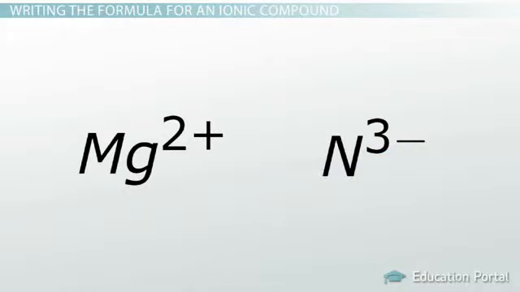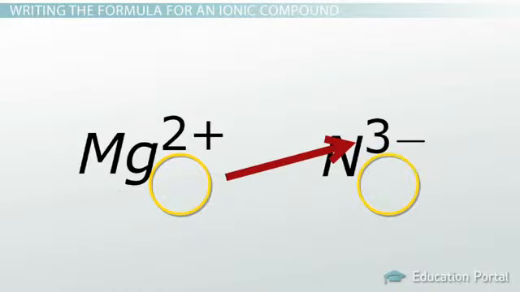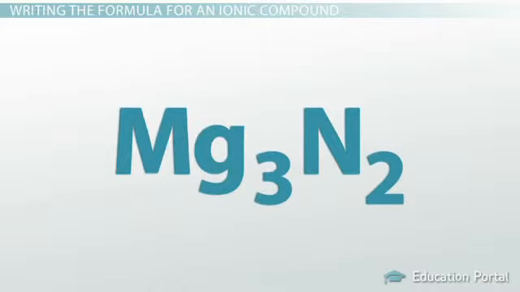Now let's find the subscript of the cation. The subscript of the cation magnesium will be the charge of the anion. I know that the charge of the anion is negative 3. So the subscript of the cation magnesium is 3. Putting all of this together, the formula of the ionic compound magnesium nitride will be written as Mg3N2. The cation will always be written first in a molecular formula.